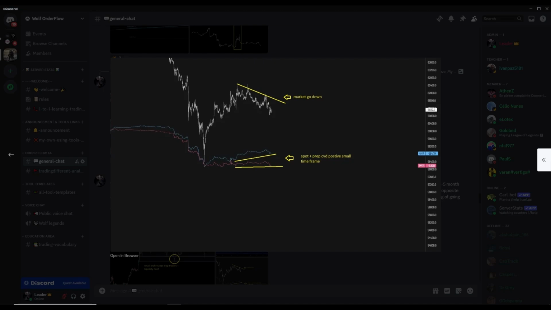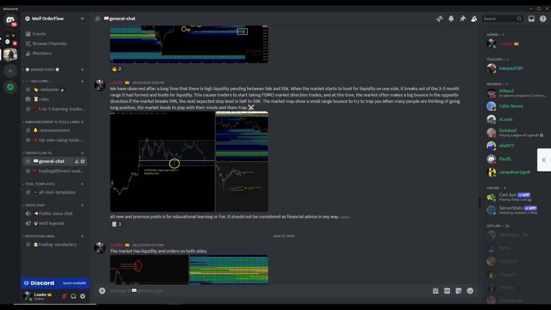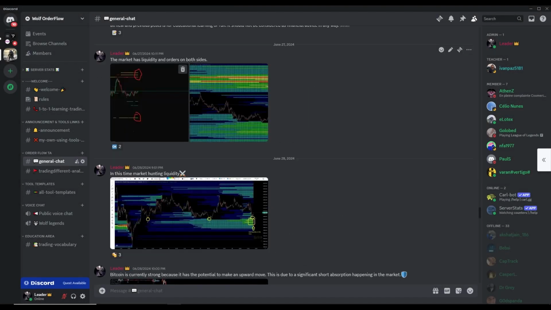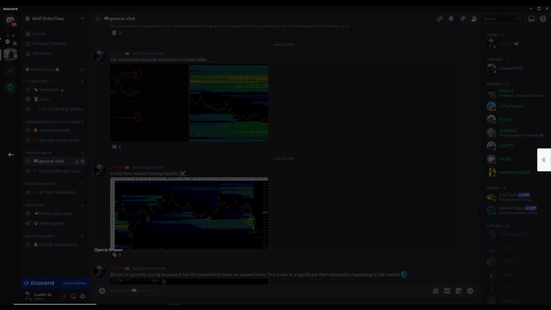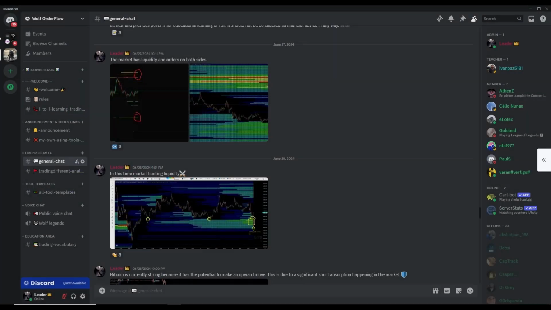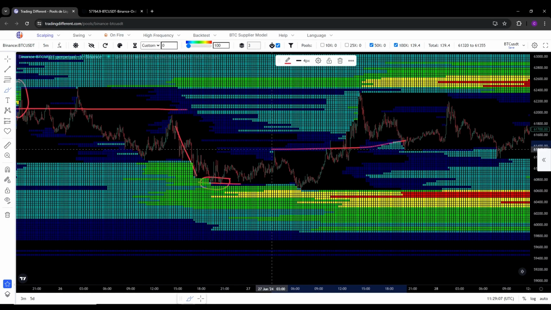The market is going down and spot buying is happening. It is just a liquidity hunt and the market will bounce back up after this. A liquidation heat map or order book usually shows that there is liquidity and pending orders on both sides, indicating that the market can move in either direction.